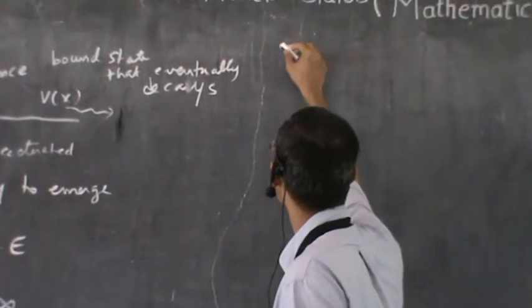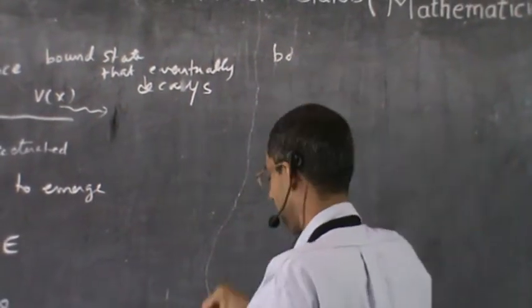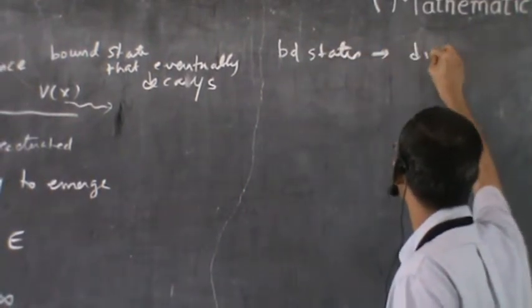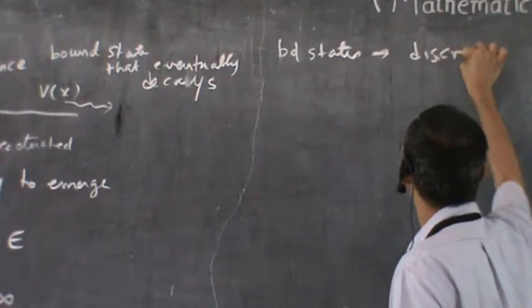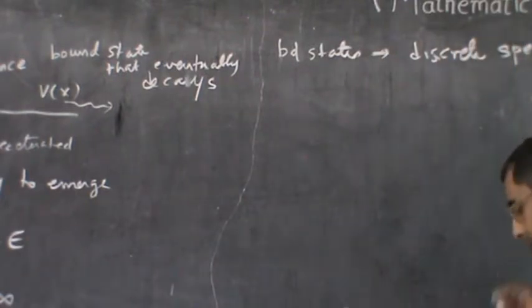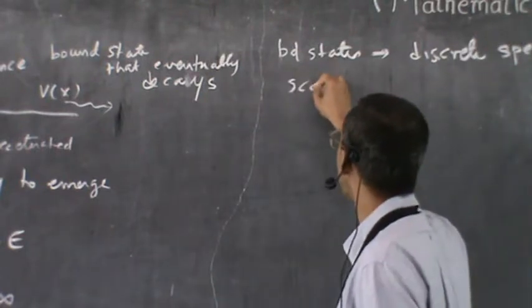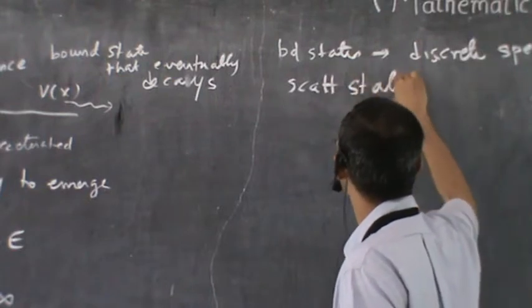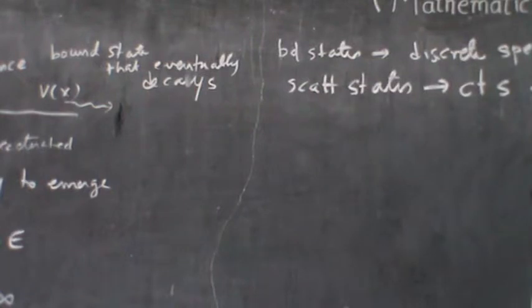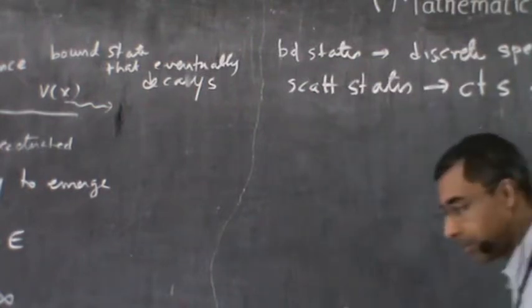Okay, so the bound states typically are discrete spectrum. And then you've got scattering states, which typically are continuous spectrum.